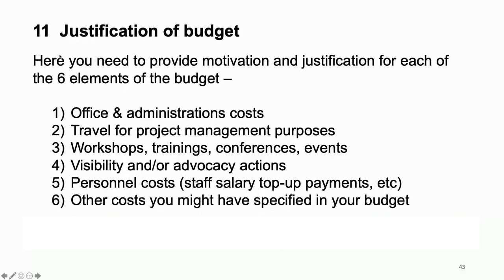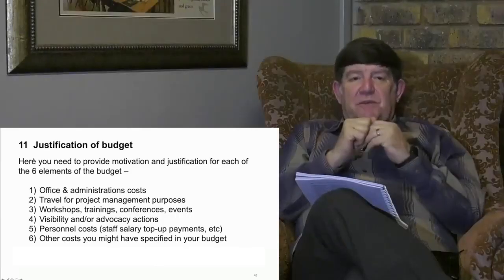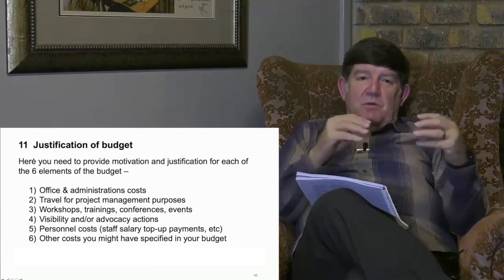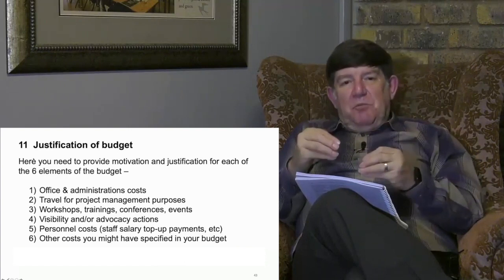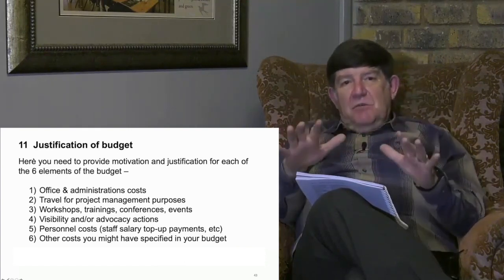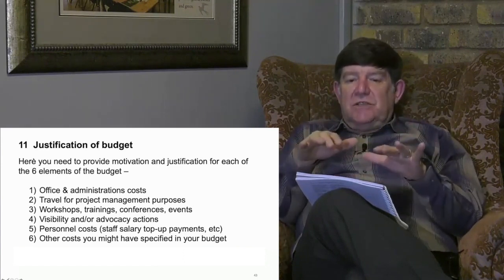So you now need to provide a narrative. Our office and administration cost: this is where it fits in with our organization, or this is the support and cost that we need to cover for the parent organization to be able to provide the support. Travel for project management purposes, if we need to manage travel, all of that. Workshop trainings, this is where the workshops fit in. These are the costs, and this is how the costs are justified. This is why we're relevant. This is why we have 50 people, or 30 people, or 10 people in a workshop. Visibility, advocacy: motivate, describe. Personnel cost, salary, top-up payments.